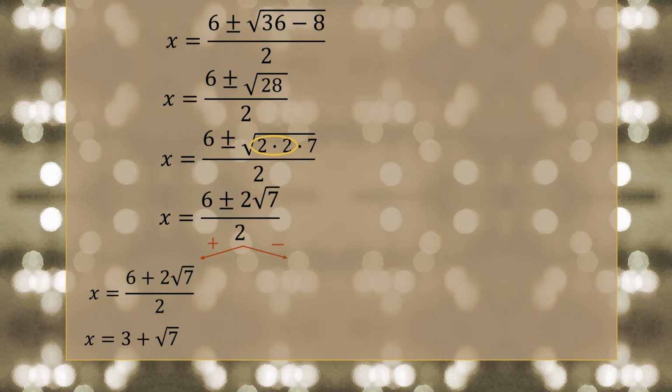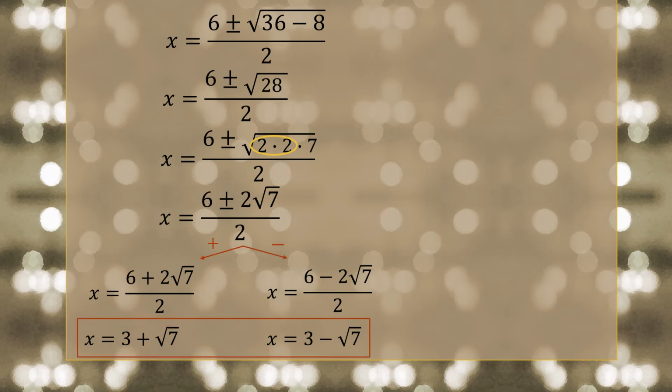Now let's look at the minus version. X equals 6 minus 2 square root 7 all over 2. And again, because the coefficients in the numerator are all divisible by the denominator, this can also reduce to x equals 3 minus square root 7. And these would be your solutions.